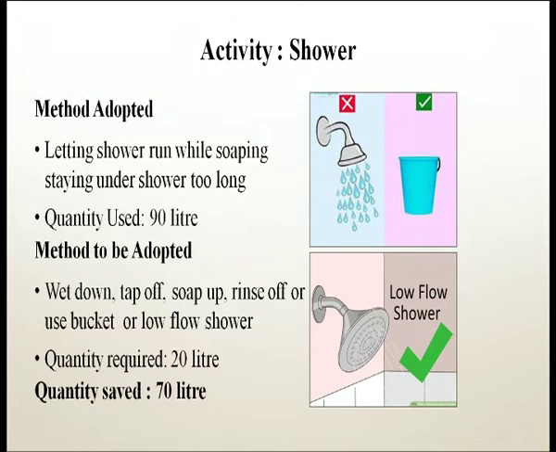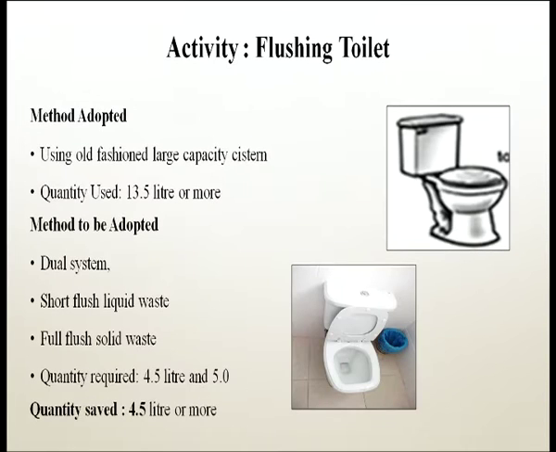Quantity saved 70 liters. Next, flushing toilet. Method adopted: using old-fashioned large capacity cistern. Quantity used 13.5 liters or more. Method to be adopted: dual system, short flush for liquid waste, full flush for solid waste. Quantity required 4.5 liters and 5 liters. Quantity saved 45 liters or more.